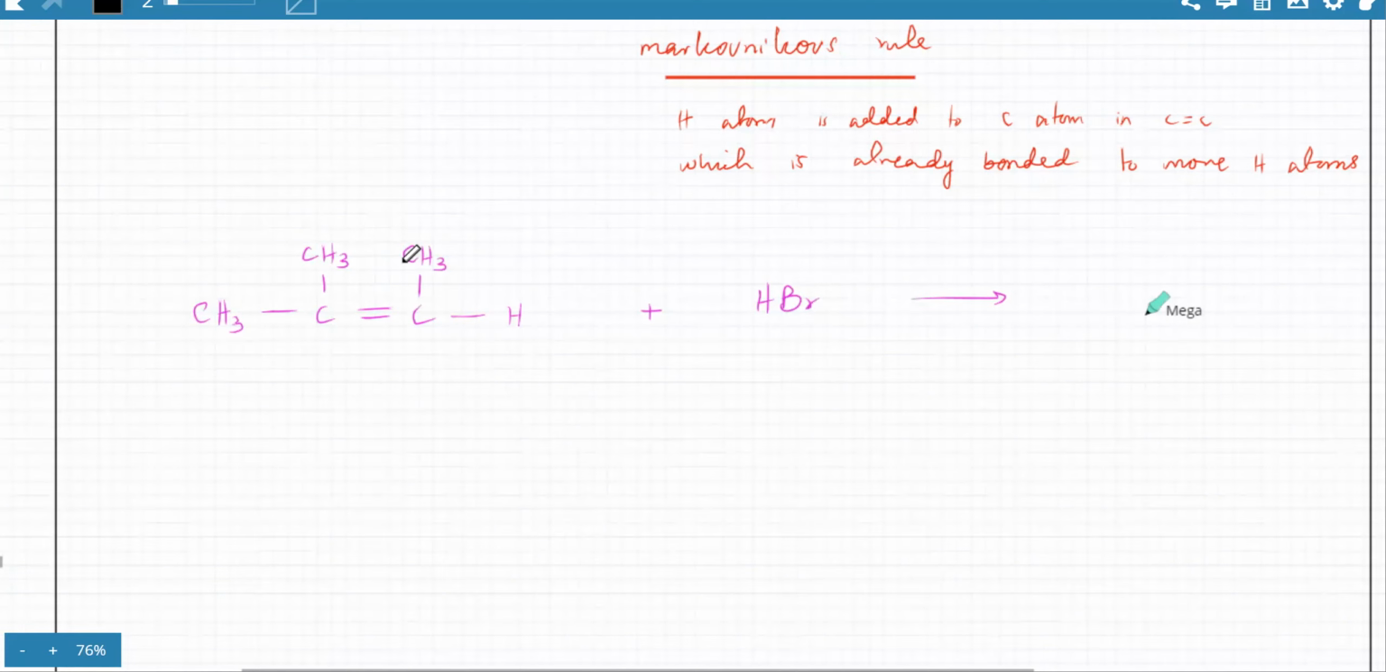So if I pick the molecule and focus on these two carbon atoms over here, so there's this carbon atom and this carbon atom. Which one would the H get bonded to? Mohammed, any idea?